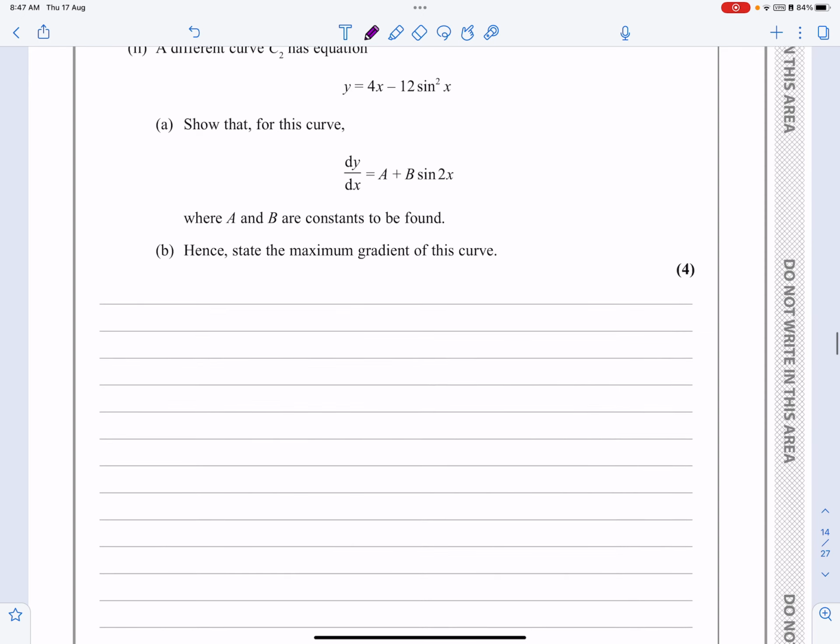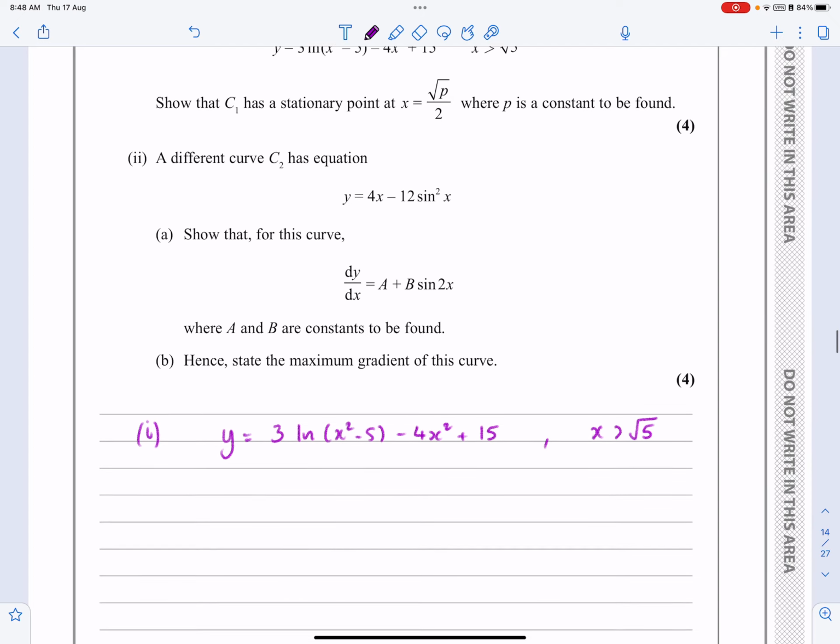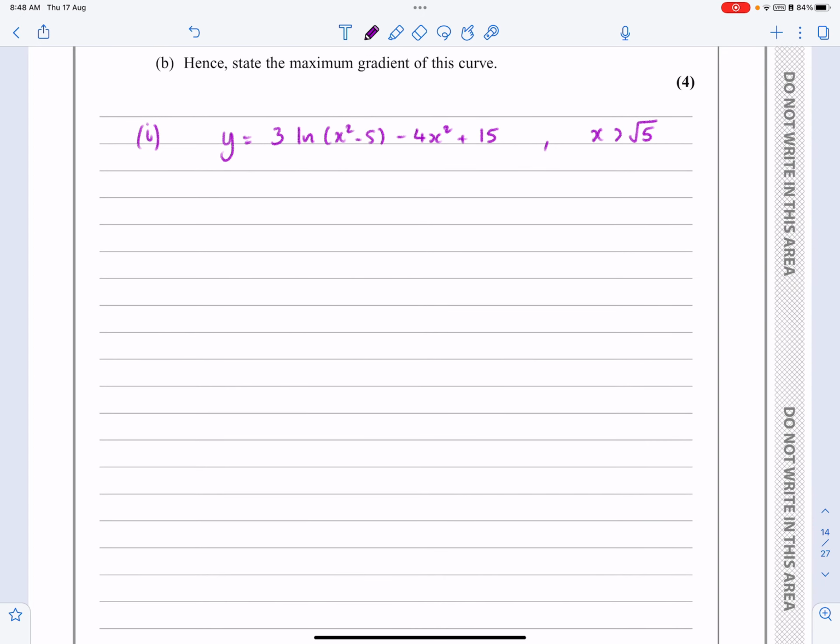So we start off with part 1, y equals 3 log (x squared minus 5) minus 4x squared plus 15. And the first part says, can we show it's got a stationary point? So stationary point means that dy by dx is equal to 0. Need to be aware of the fact that x is going to be greater than root 5. That will get rid of some of our possible answers.